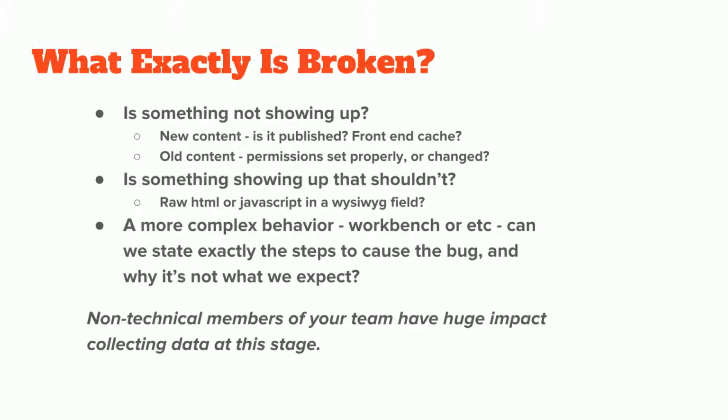Is it a front-end cache? As you get into bigger and bigger websites, you get more and more layers of caching. There's all kinds of weird stuff that can happen there. Is it old content? Maybe it's an old content type, and maybe the permissions aren't set properly, so anonymous users aren't able to see that old content. Has something changed recently? That's one of the most important things you can ask yourself. Drupal makes it tricky because a lot of our changes live in the database, which isn't easily diffable. But there are workarounds for that.